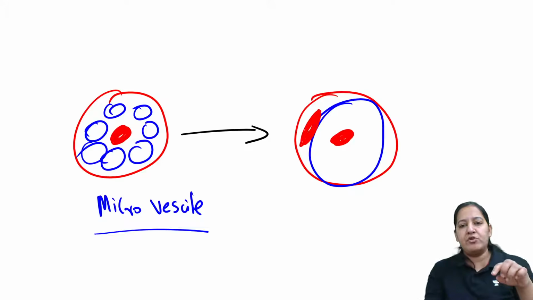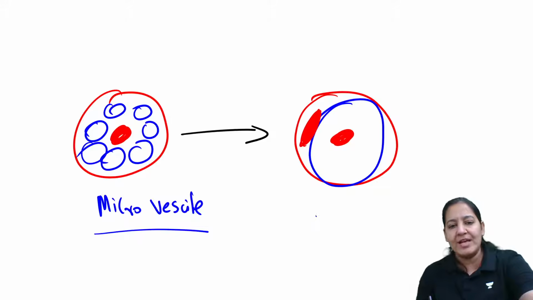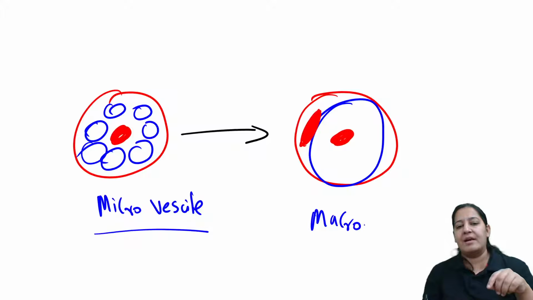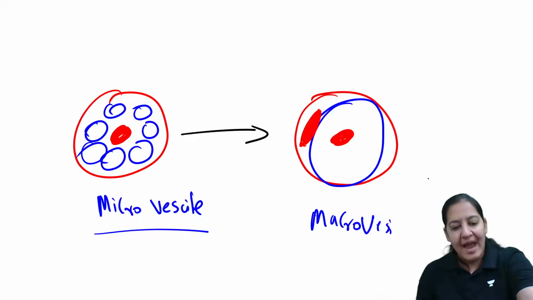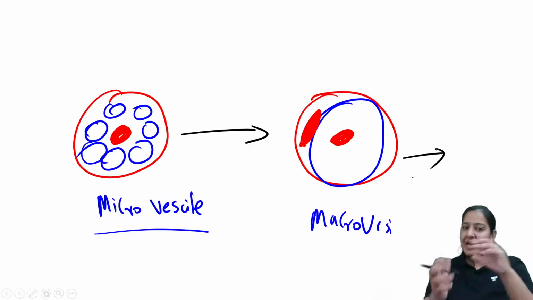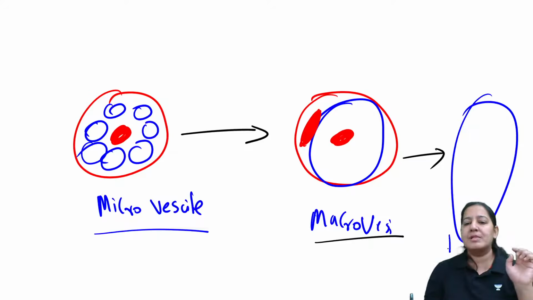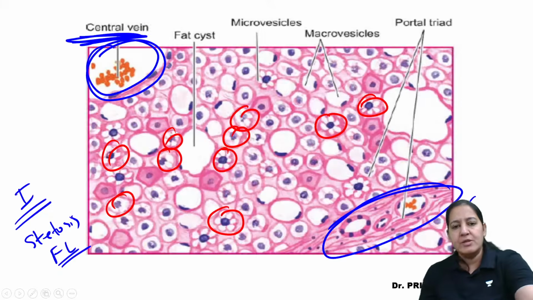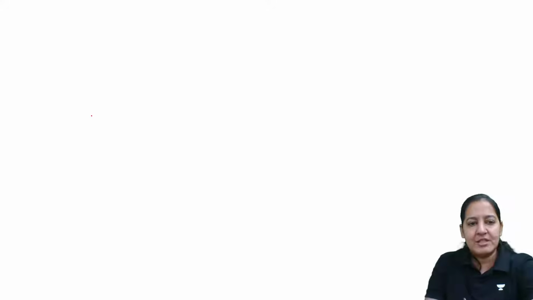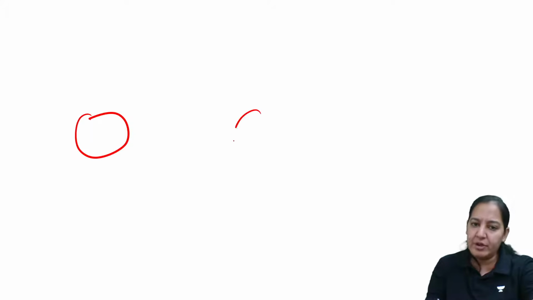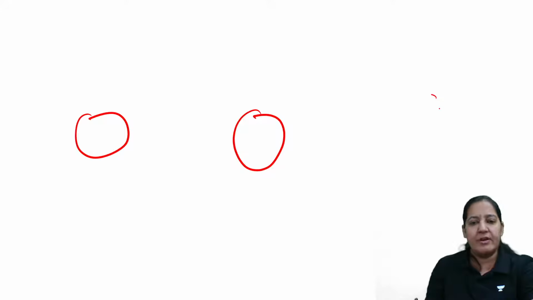The nucleus will be pushed to the periphery. This is known as macrovesicle. Macrovesicle will be formed, and in the end, multiple macrovesicles will also fuse with each other, and a big cyst is formed. This is known as fatty cyst. You got my point? So 3 things will be there. First, a microvesicle that will convert into macrovesicle, and that will convert into fatty cyst.